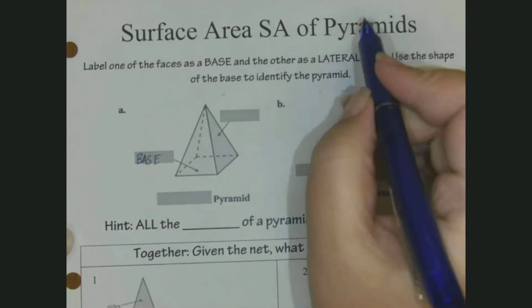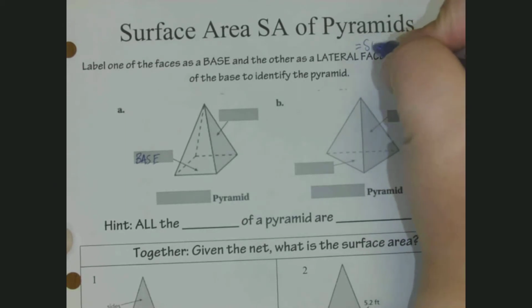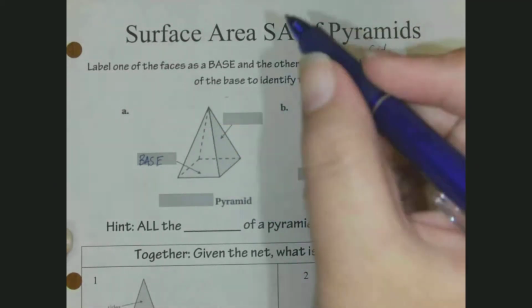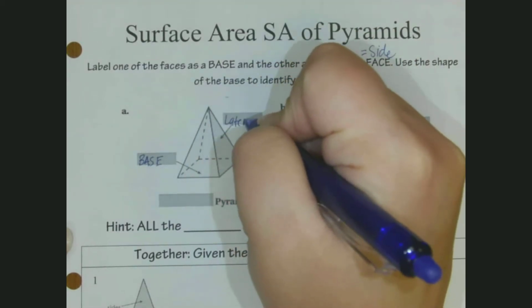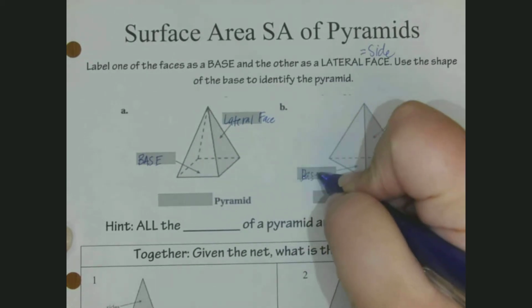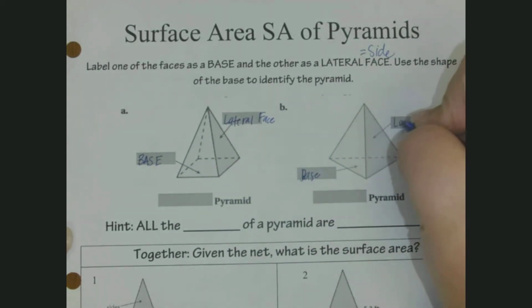And lateral face, that just means the side faces. So the ones that run from top to bottom. So this is the lateral face. So go ahead and label that on both pyramids. Base and lateral face.